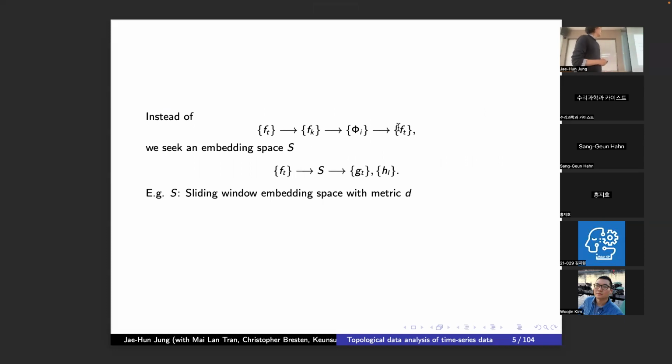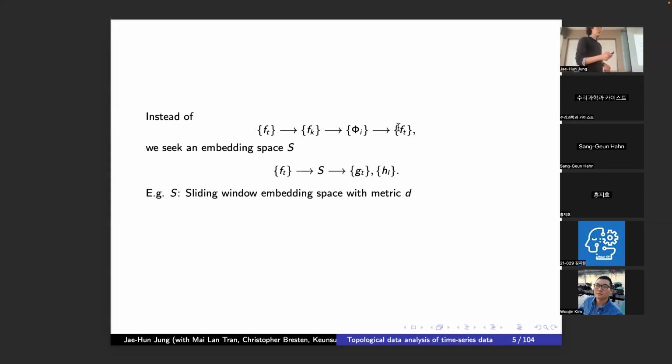Once you have a time series data, instead of going to the mode space, we go to some kind of embedding space S and do some business here. For time series data analysis, probably the sliding window embedding is the most popular embedding technique with some geometric idea. This is the main work for today. Given the time series data, we go to the embedding space and then do topological data analysis.